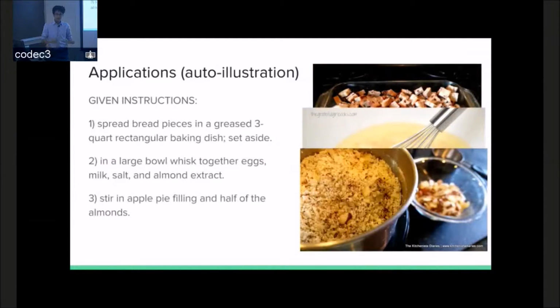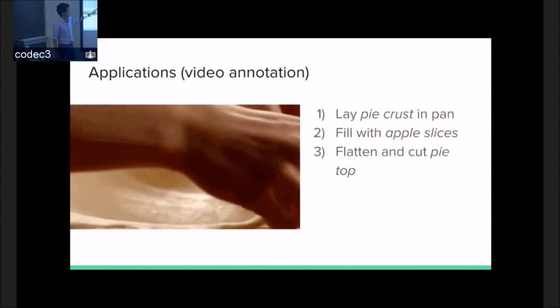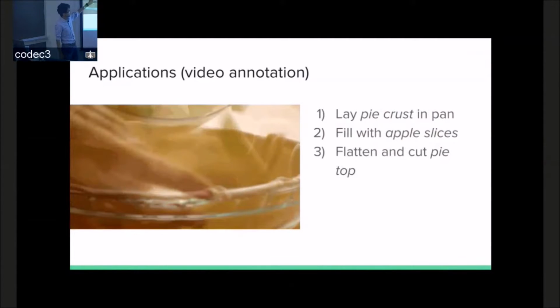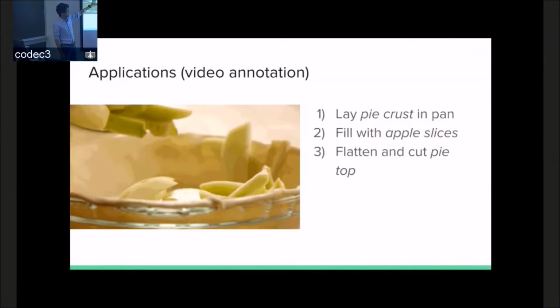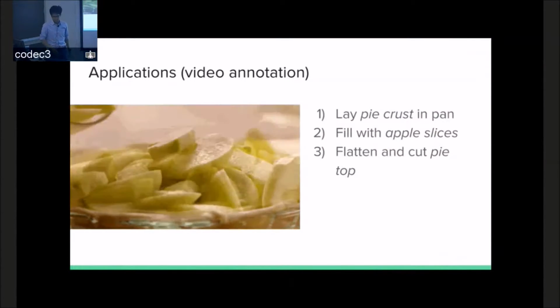So why might this information be useful? Well, in the domain of cooking, you might want to auto-illustrate recipes. So given some set of instructions here, we want to assign some corresponding image that tells us basically what to do, right? Like, let's say I'm a terrible chef or something. Or you could go the other way around. Given some cooking video, we could annotate it ourselves with some generated captions. So here it's like lay the pie crust in the pan, fill it with apple slices, and then later on the person flattens and cuts the pie top and puts it on top.